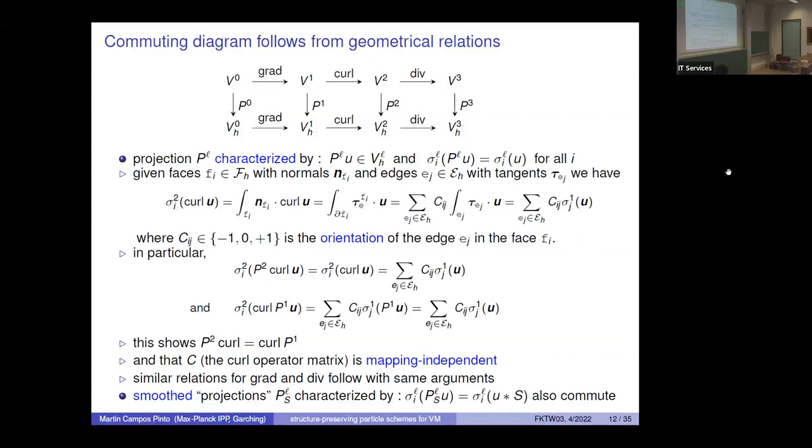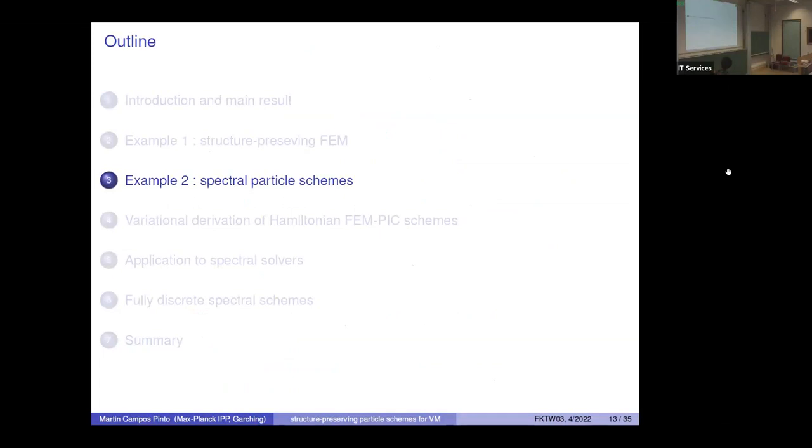And you can also see that if you define the projection with a smoothing, so it will not be a projection anymore, by interpolating not the degrees of freedom of U, but the degrees of freedom of a convolution of U, because the convolution will commute with the curl, then you will still have the same commuting property for the smoothed projection. Okay, so smoothing is absolutely not a problem in this setting.